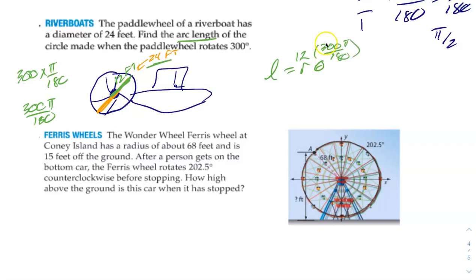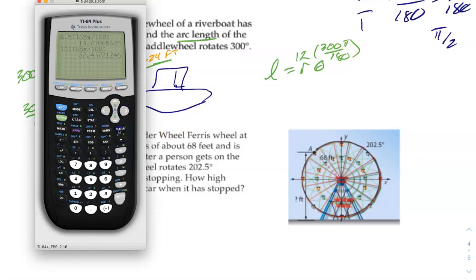I could reduce it, divide by 10, then cancel out the zeros, cancel out the 6s. Divide by 6 to reduce it, but it's going in my calculator anyway, so work smarter, not harder.